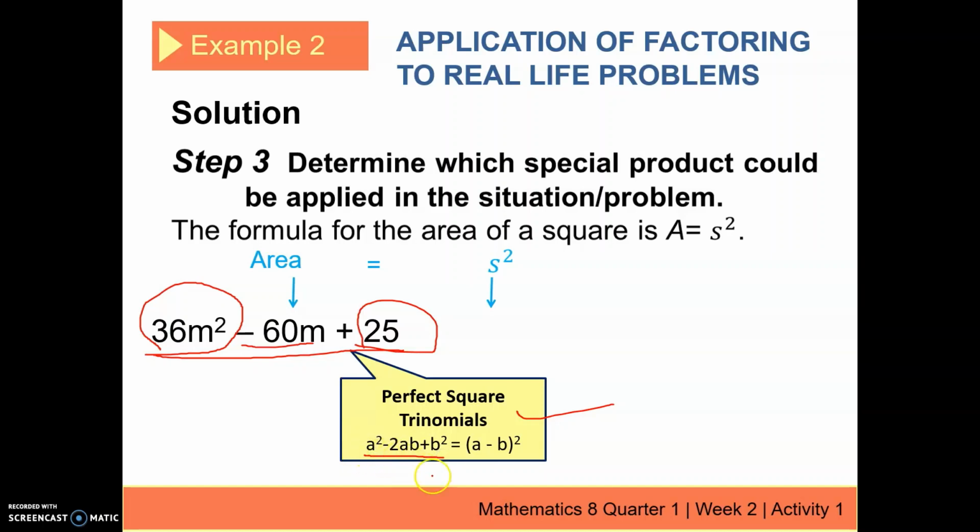Again, the reason behind this is that a squared is 36m squared. It is a perfect square, isn't it? And the last term, b squared, is 25, which is also a perfect square. And when we get the square root of the first and the last term, the square root of 36m squared is 6m, and the square root of 25 is 5.